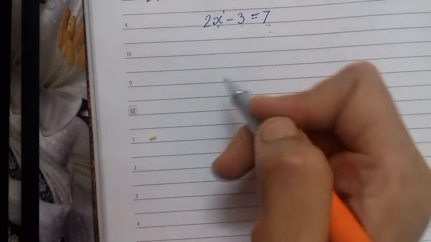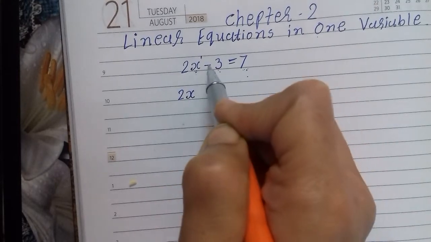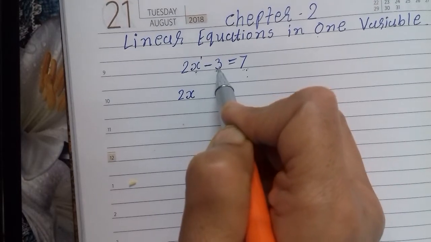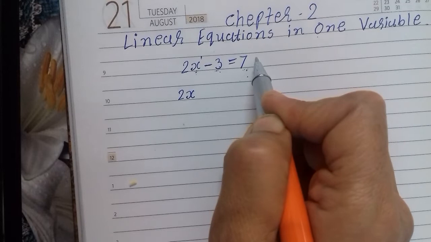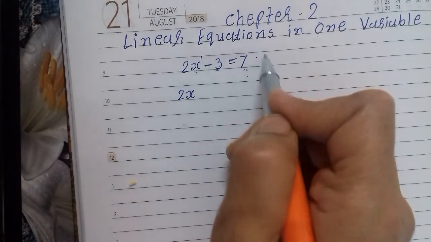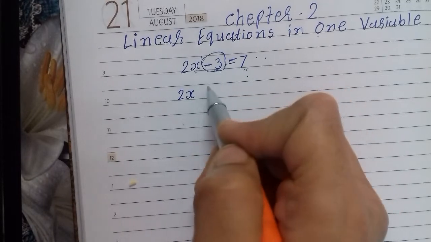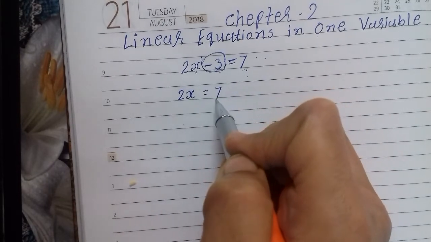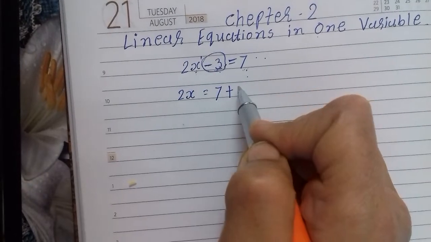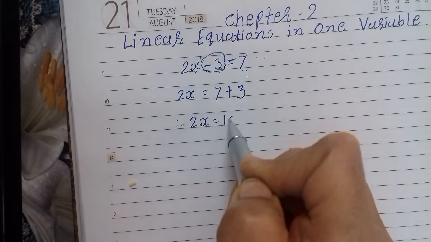So first what will we do? 2x. Now here 3, transpose this 3, minus 3, to the right hand side. When we transpose this 3 to the right hand side, we put the opposite sign of minus 3. So write 7 as it is and put the opposite sign of minus 3. So here plus 3. Therefore 2x is equal to 10.